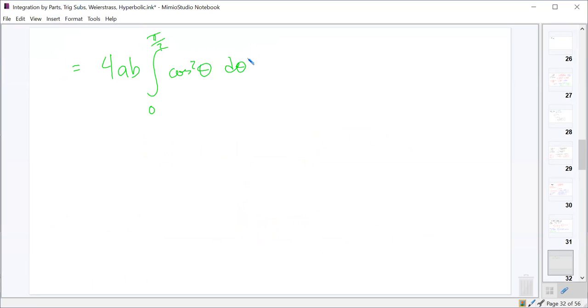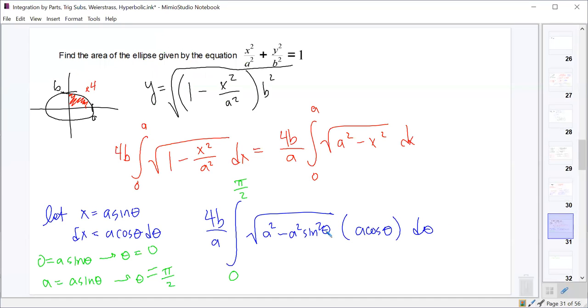Good or no? It is not cubed, Adrian. It's squared. I have 1 minus sine squared, which is cosine squared, but it's inside of a square root. So that just becomes cosine times the other cosine is cosine squared.